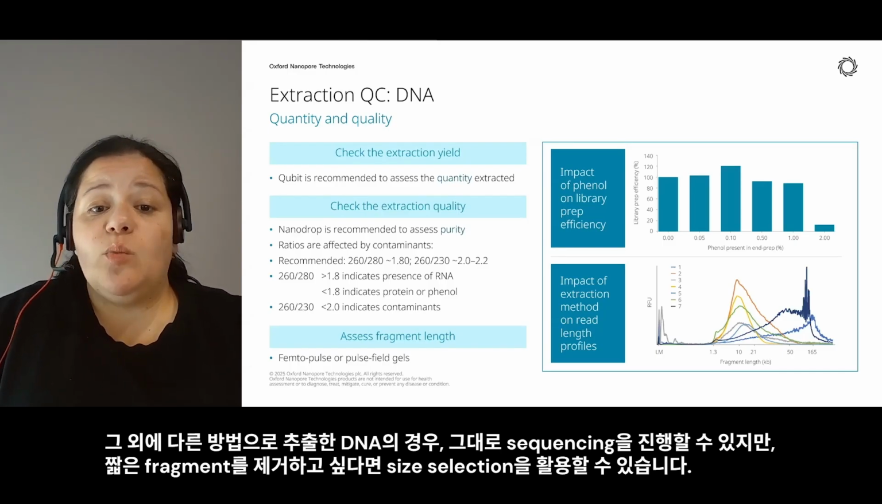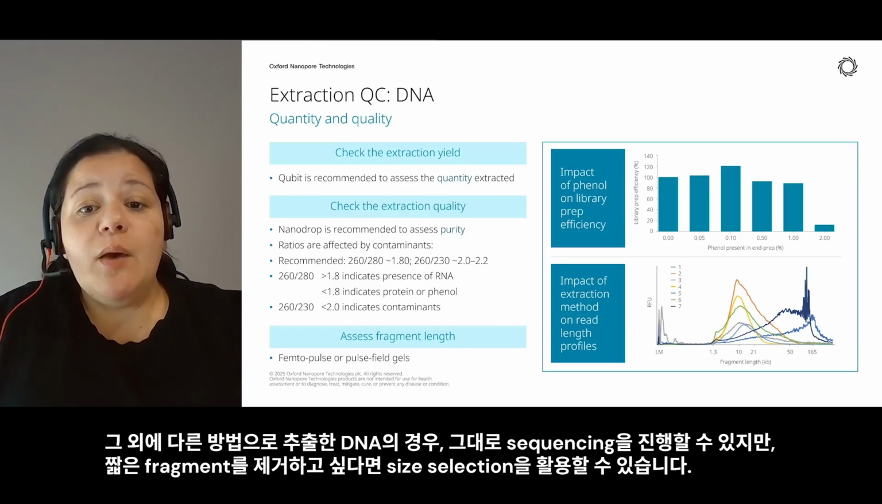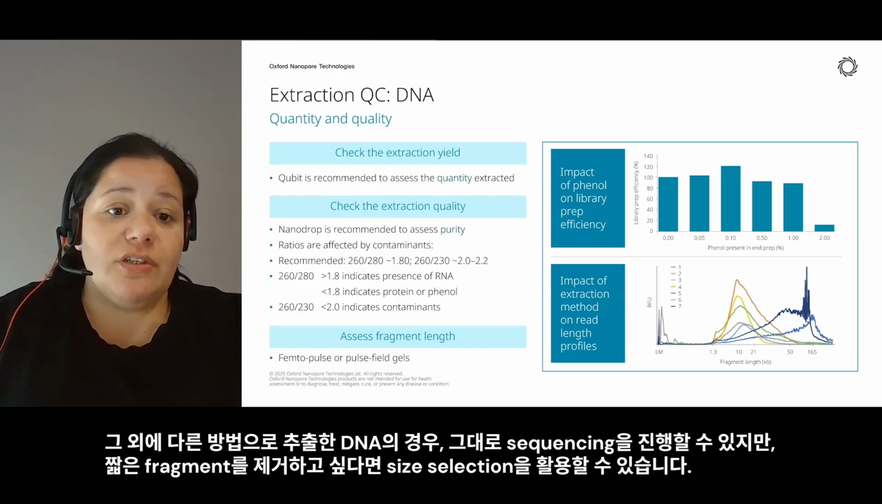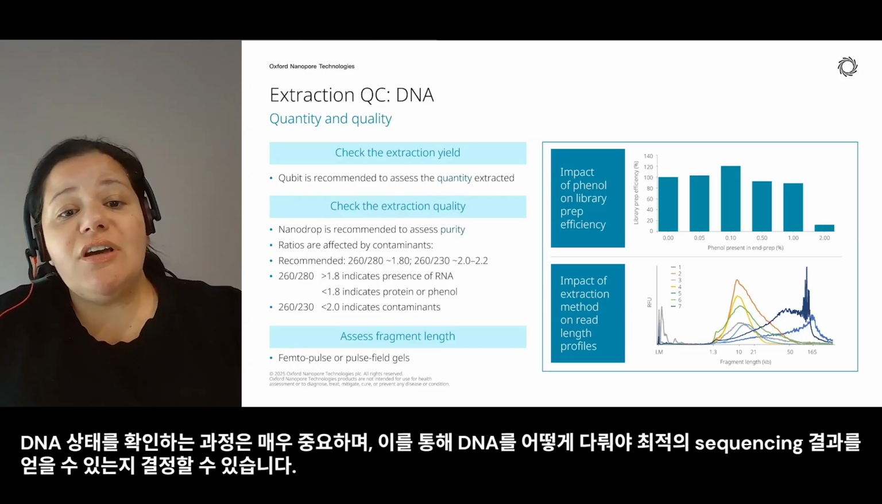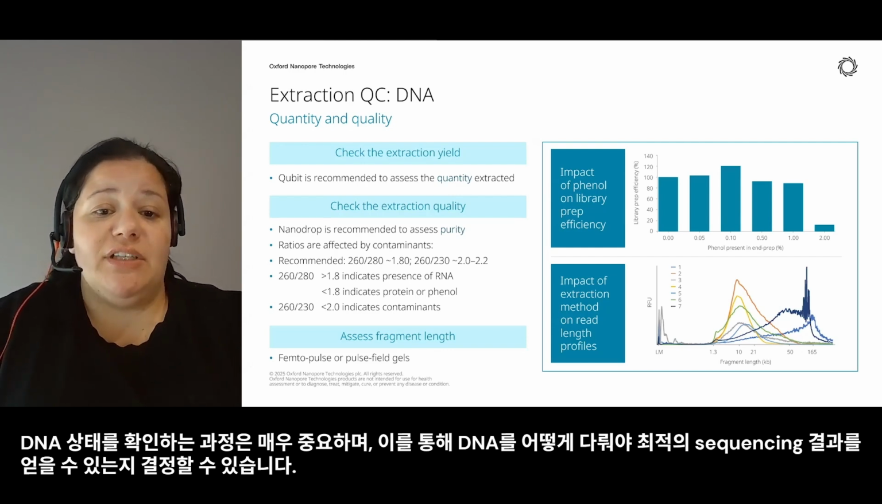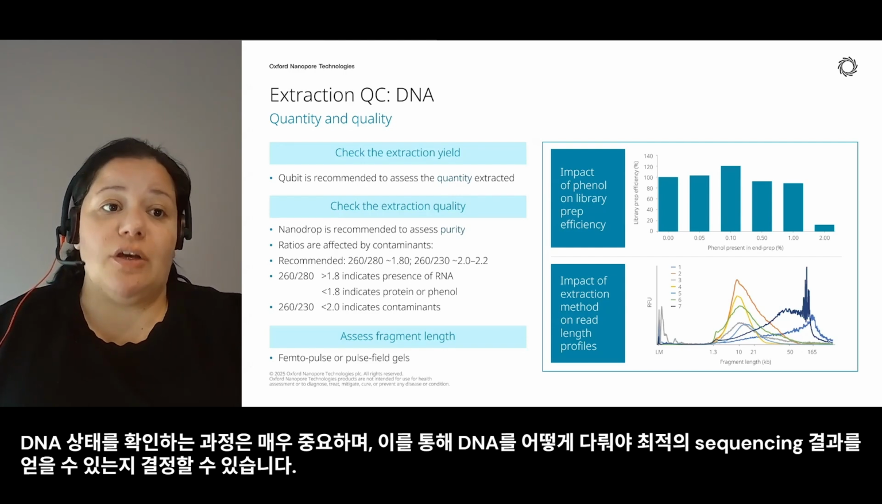All of the other samples could be sequenced as they are, but if you wanted to deplete short fragments, then you could use size selection. So it's important to see how your sample looks so that you can make an informed decision on how to manipulate the sample to make sure you get the most out of it.